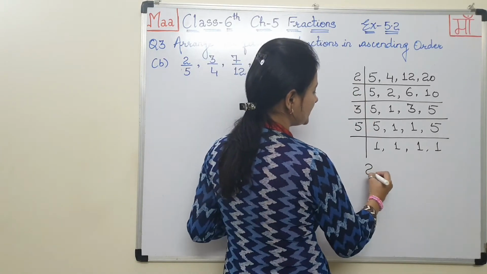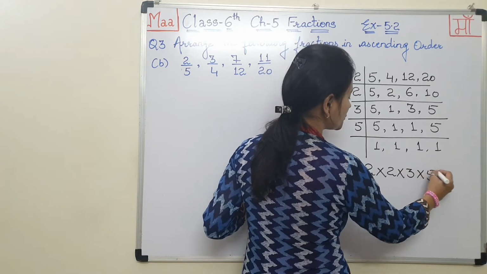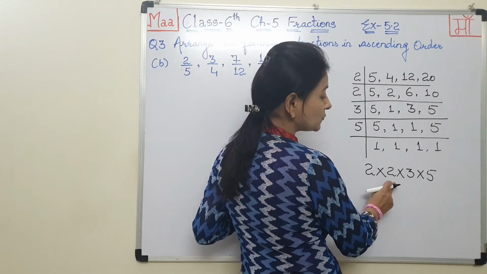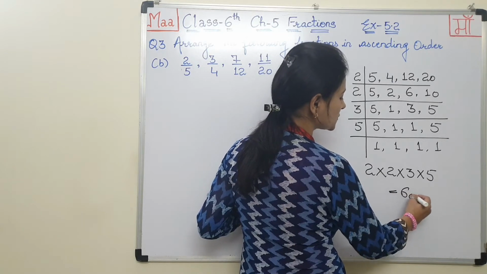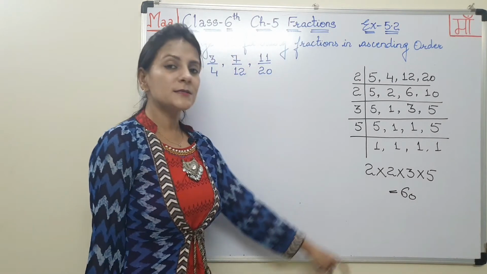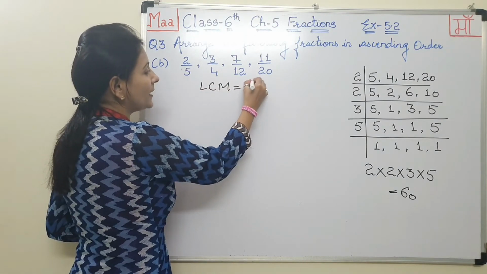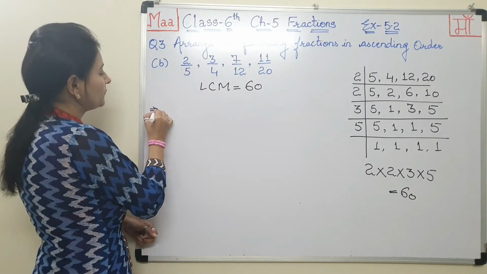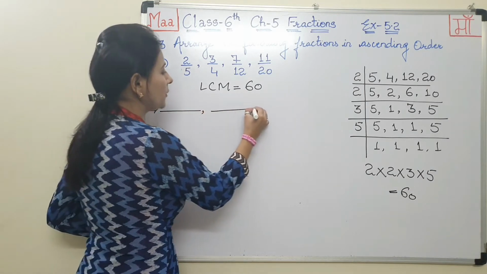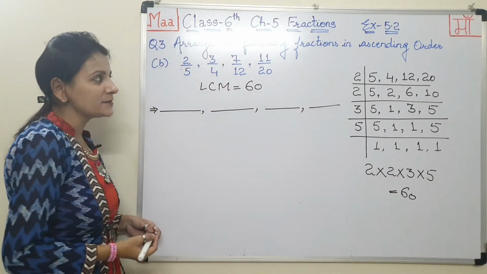So we will multiply the prime numbers which are outside. So 2 into 2 is equal to 4, 4 into 3 is 12 and 12 into 5 is equal to 60. That means our LCM is equal to 60. हमारा LCM आ गया है यहाँ पर 60. Now what we will do? We will make 4 horizontal lines. अब आप 4 horizontal lines draw कर लीजिए.